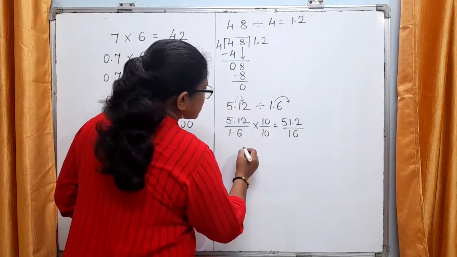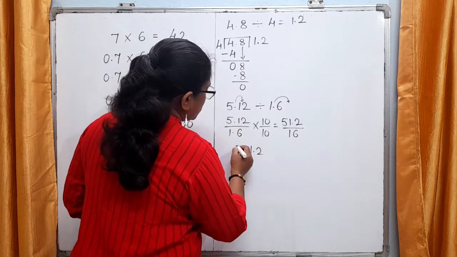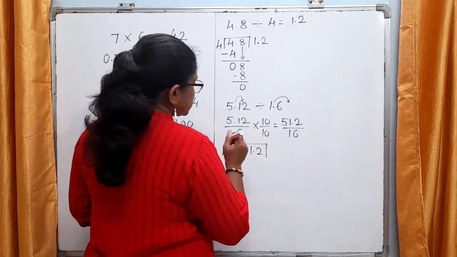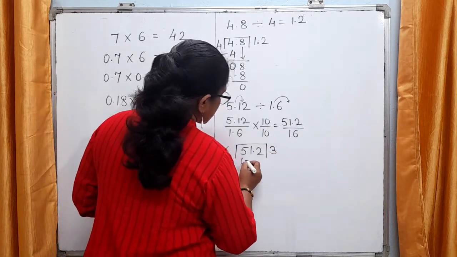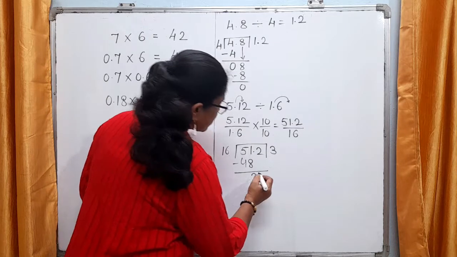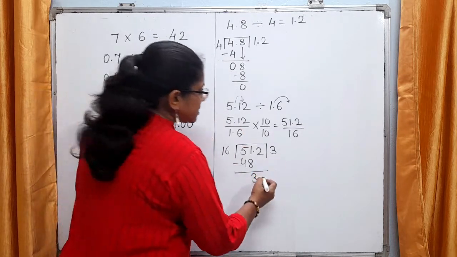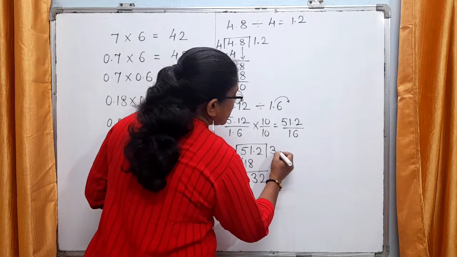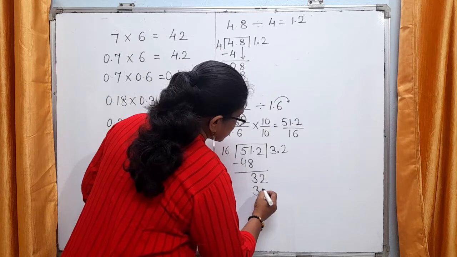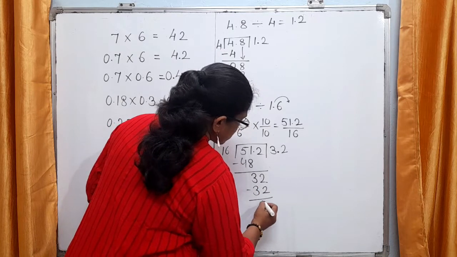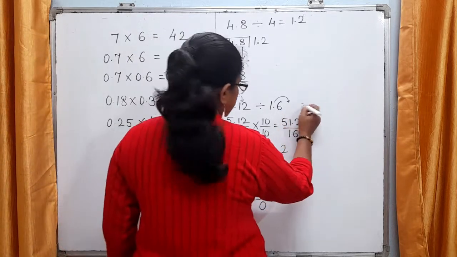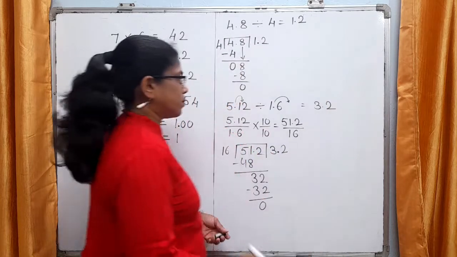Now let's divide this. 51.2 divided by 16. 51. 16 3s are 48. 51 minus 48, 3. Now we are taking down the digit which is after the decimal point. 2 we are taking down. So we have to put the decimal point here. 32. 16 2s are 32. So here the answer is 3.2. Answer for this is 3.2.